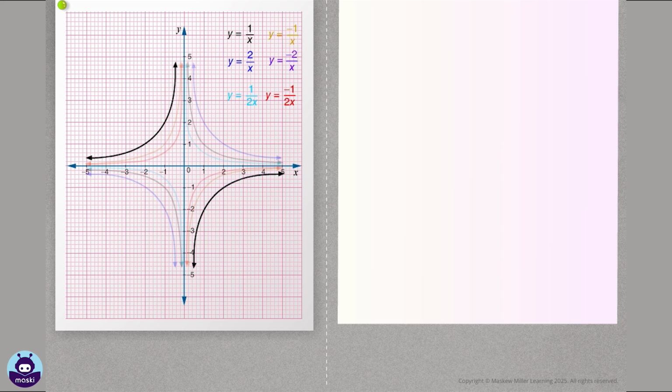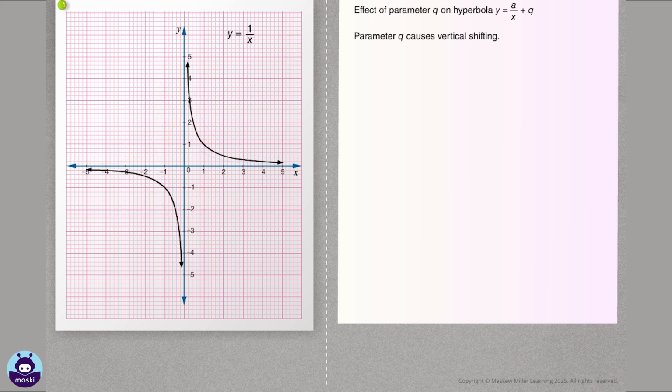Let us now revise the investigation of the effect of parameter q on hyperbola y equals a over x plus q. Recall that parameter q causes vertical shifting. Consider the hyperbola y equals a over x plus q, where a equals 1 and q equals 0. It becomes the hyperbola y equals 1 over x. Let us vary the value of q and observe how the graph shifts.